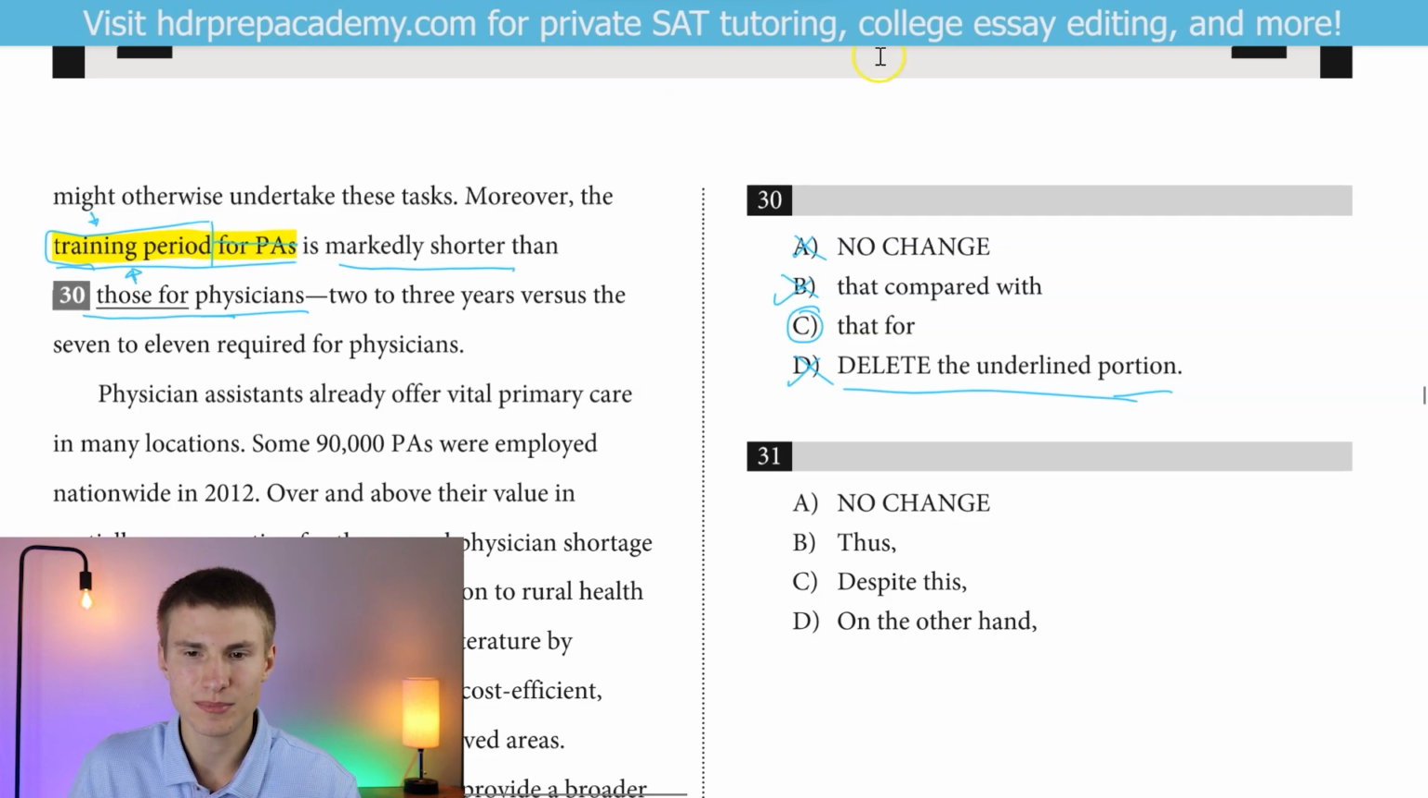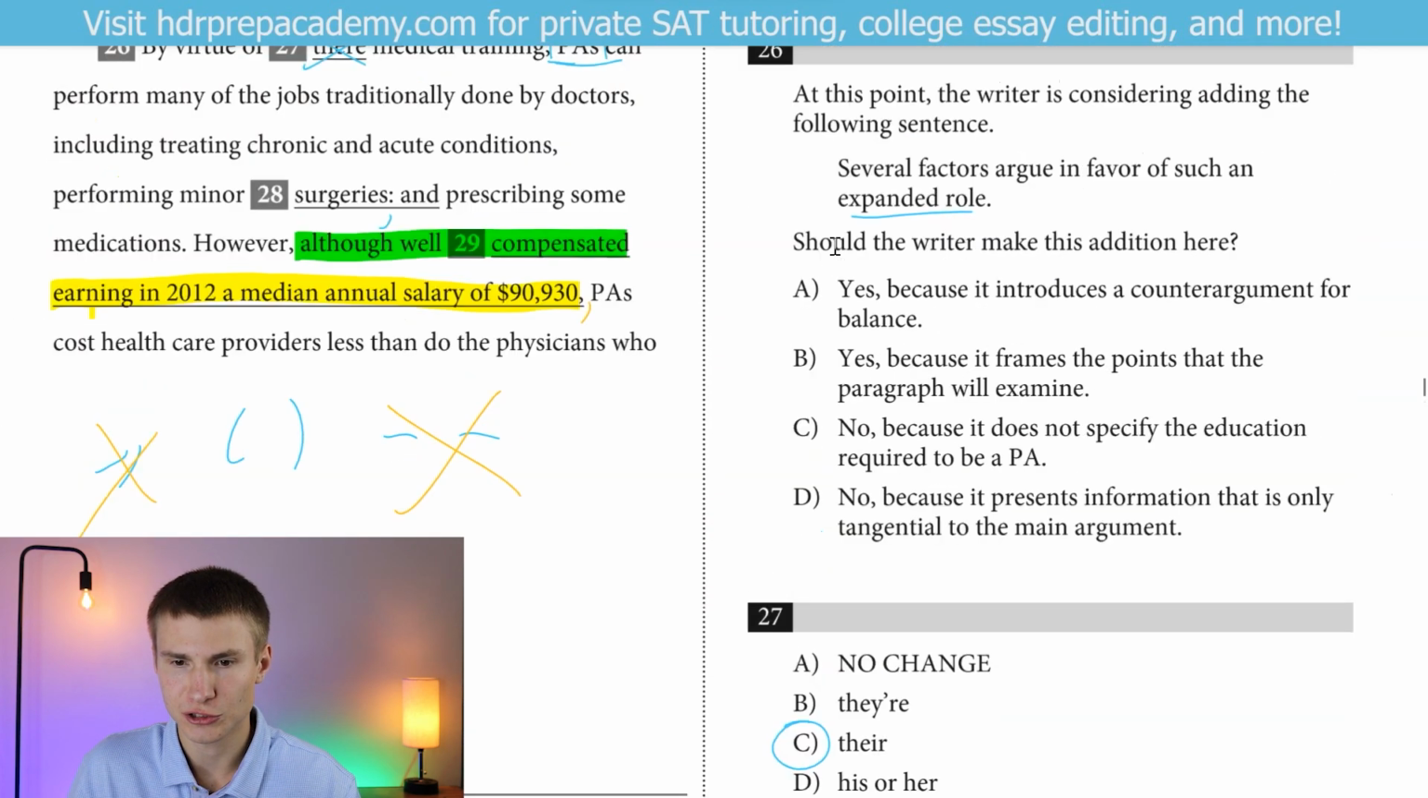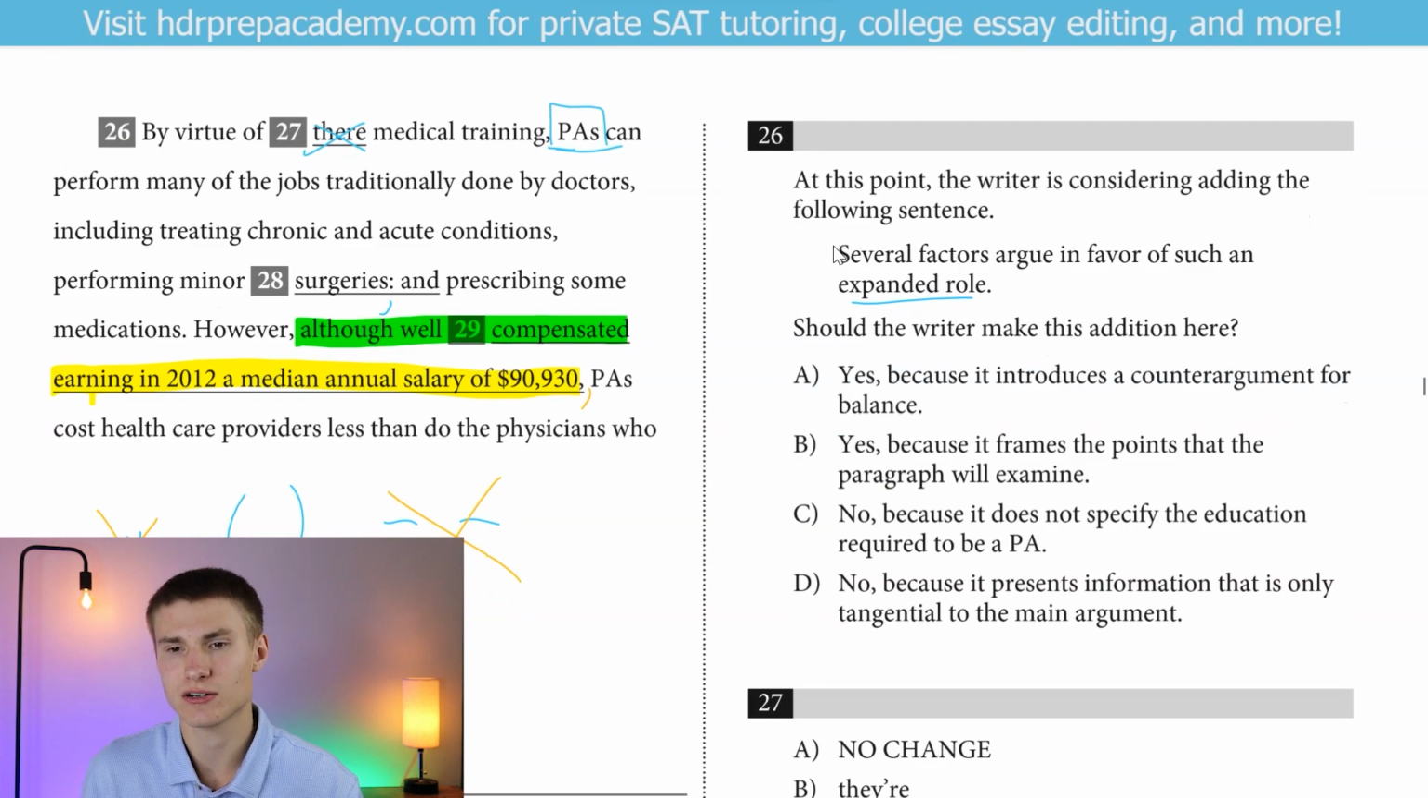All right, and then going back up now, we can go ahead and answer question number 26, right? So the writer is considering adding the following sentence: Several factors are arguing in favor of PAs in such an expanded role. Should the writer make this addition here? Well, we see that it's doing a couple things. First, it's introducing the topic that we're discussing throughout this paragraph, and that's talking about how there are multiple factors that are arguing in favor of PAs doing jobs that have been normally associated with physicians.